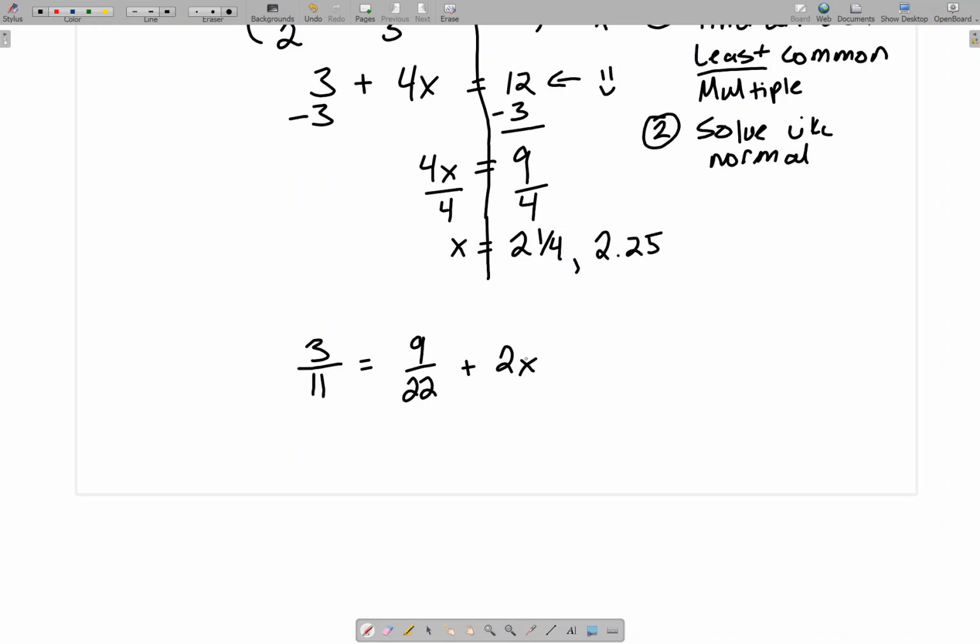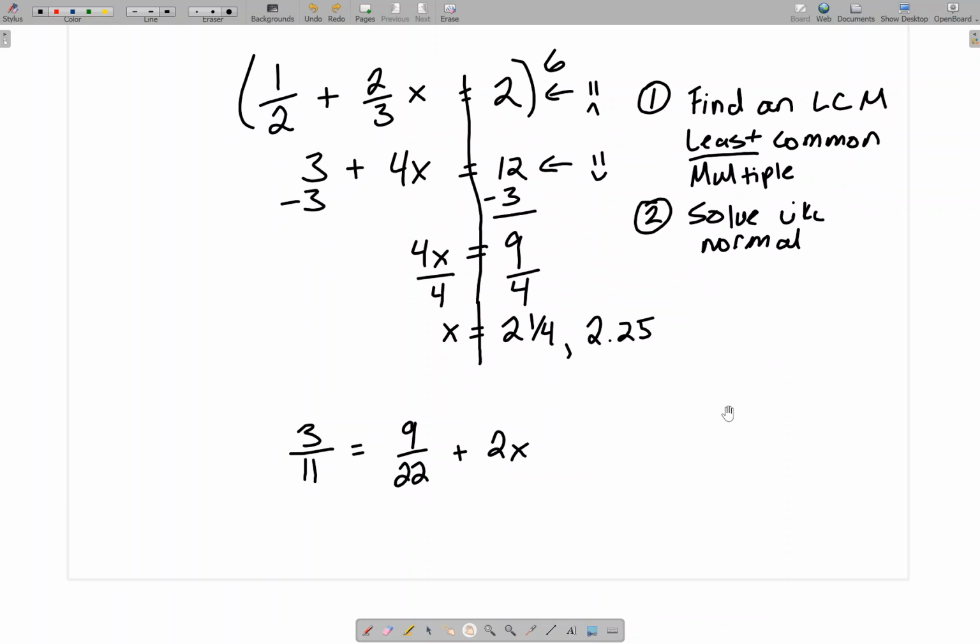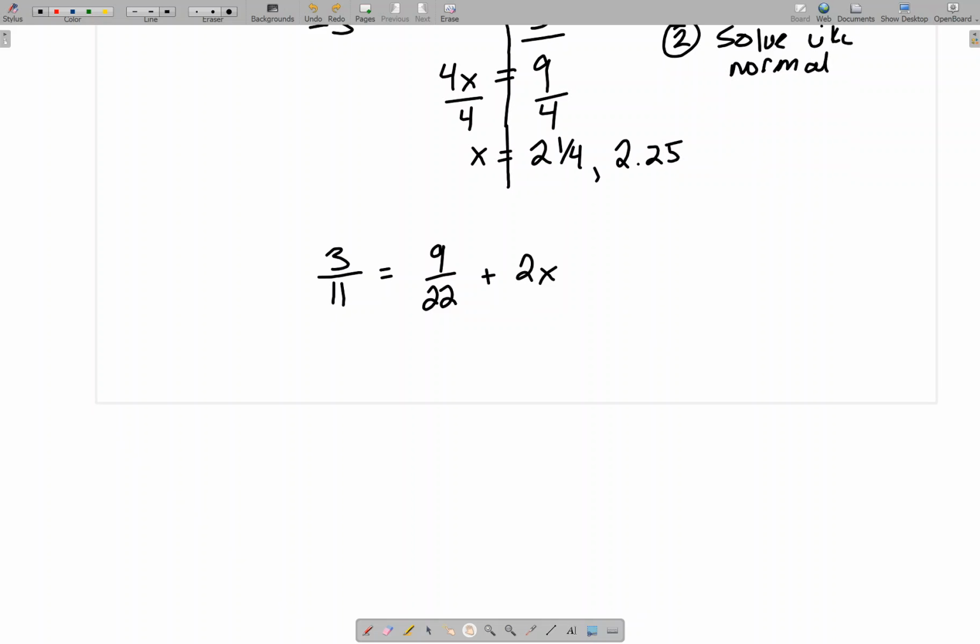Again, the first step is just like before: find the least common multiple and then multiply by that. Step 1, find an LCM, is going to be something that both 11 and 22 can multiply to be. 11 can be 11, 22, 33, 44. 22 can be 22, 44, 66. I could use 44, but the smallest one is 22. So I'm going to multiply both sides by 22.